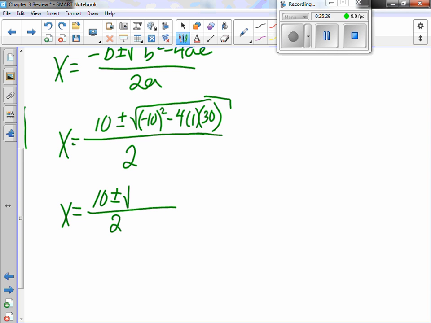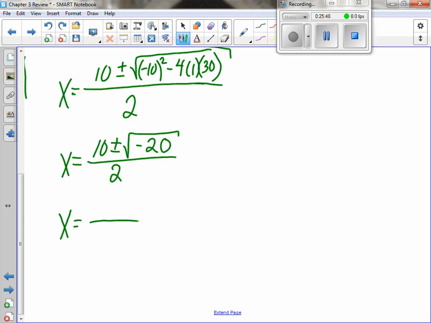Now at this point here, we can simplify what's inside the square root, and we'll get negative 20. If we type in parentheses, negative 10, close parentheses squared, minus 4 times 1 times 30, we'll get negative 20. Now, one thing I do know that will come out of that radical is going to be i, because anytime we have a negative number inside of a square root, the i is going to come out. It's always going to come out.